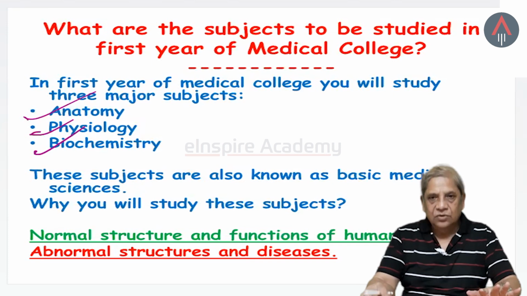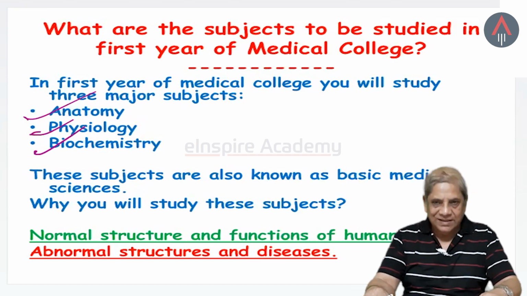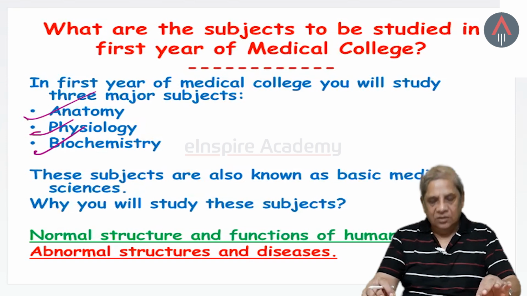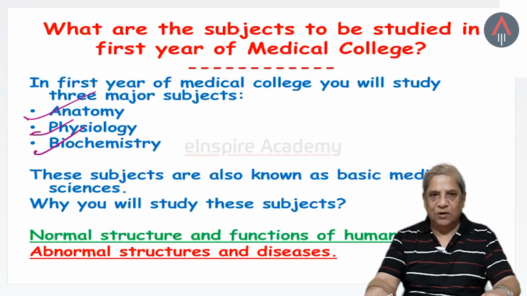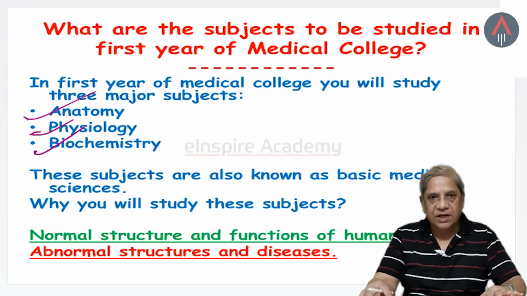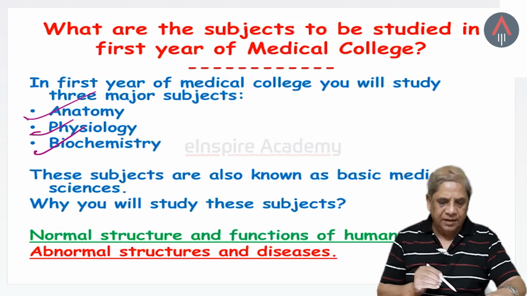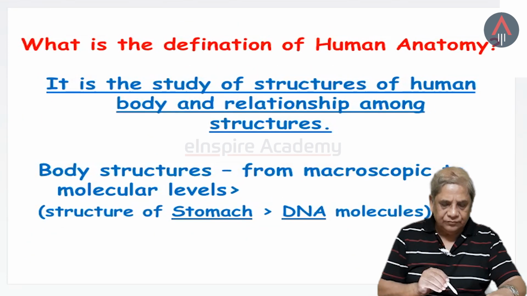To know whether a structure of the body, an organ, or parts of the body is normal or not, you have to learn anatomy. Similarly, to know whether the body is functioning properly or not. If the body is not functioning properly, this will lead to disease. So to understand function and disease, you will have to understand anatomy, physiology, and biochemistry.